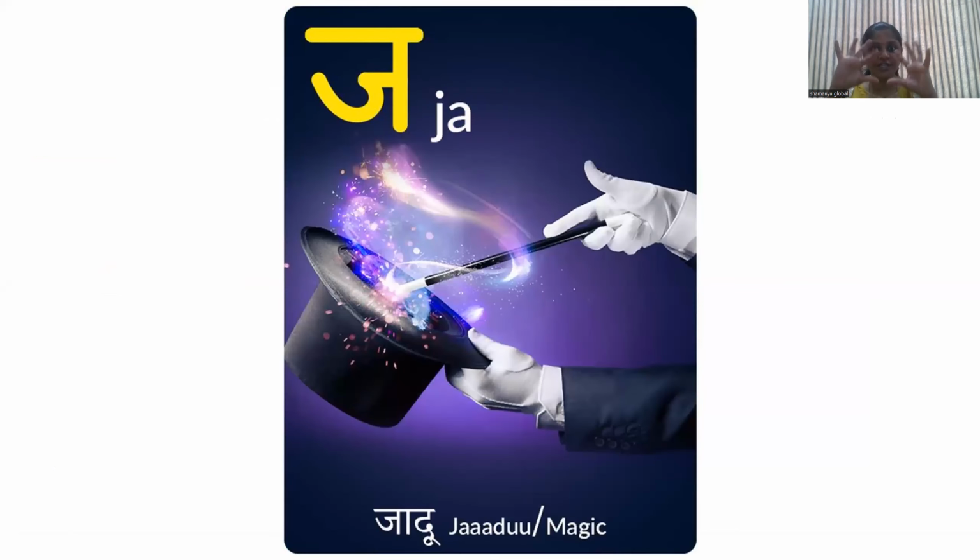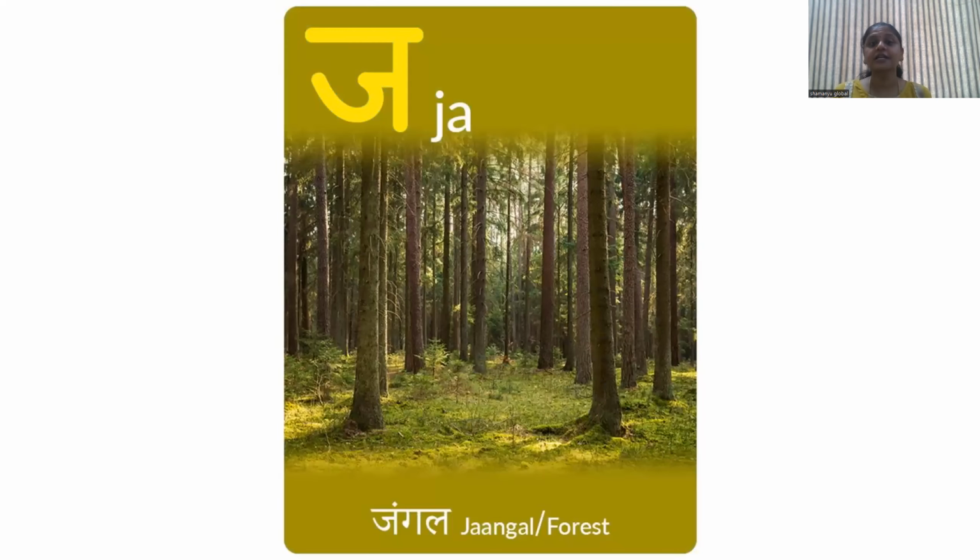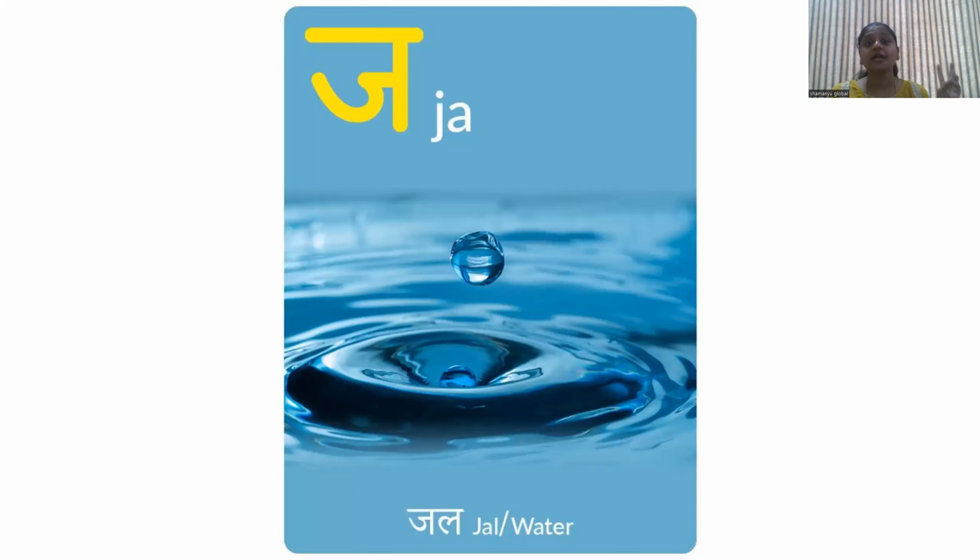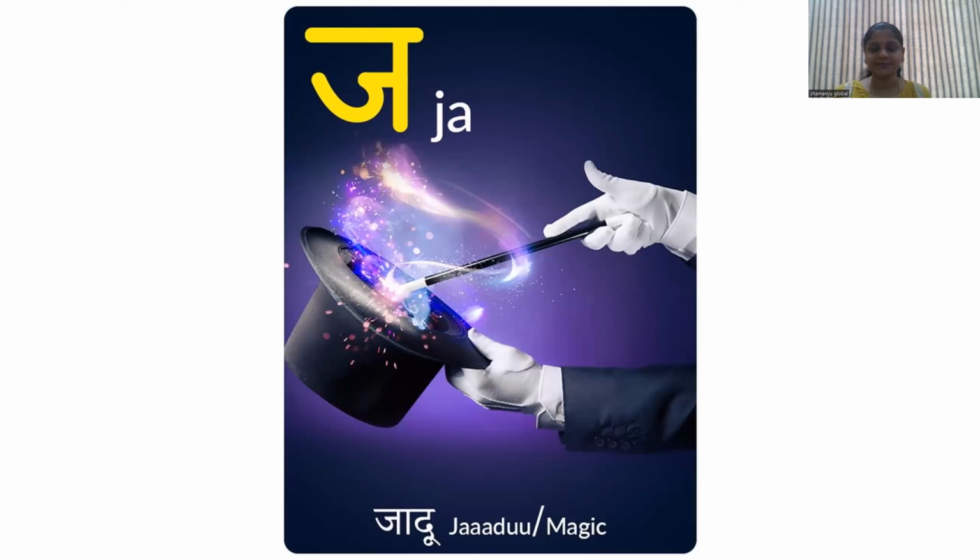And J, jadoo, the magic. Yes, the person who does the magic, the magician, is called the jadugar, and the magic is called jadoo. So J, jadoo. So what are the three words we have learned? J, jungle, J, jal, and J, jadoo. So these are the different words which start with the letter J.